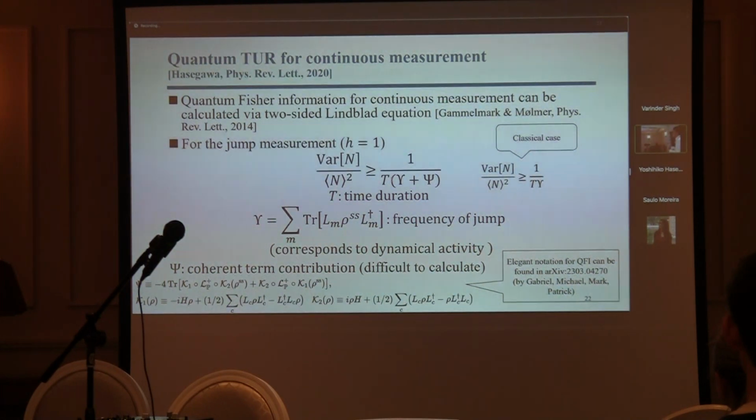And for the steady state case, we arrive at this representation for the jump measurement case. Here T is the time duration, and this epsilon is the frequency of jumps, corresponding to dynamical activity, and this psi is the coherent term contribution, and this is difficult to calculate, even difficult to represent. So this is copied from my paper, but it is not easy to understand.